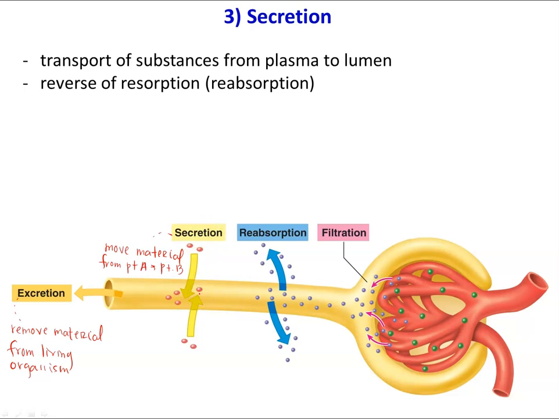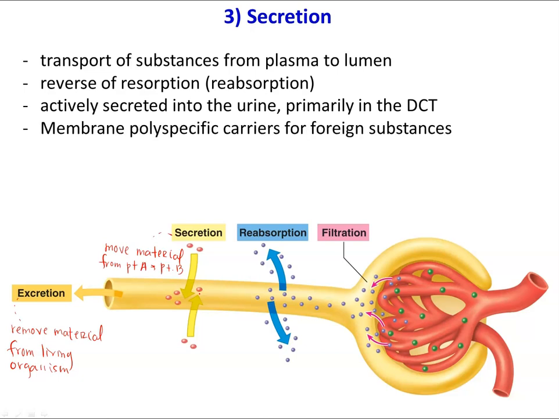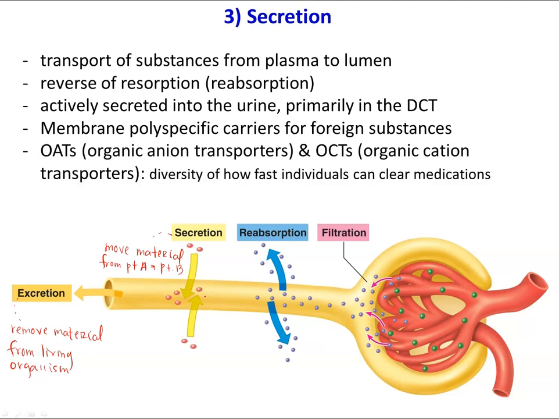Now, this is the reverse of reabsorption. So here, what we want to talk about is how we get these molecules to go from our bloodstream, bypassing the glomerulus, straight into the lumen. And there are special carriers for foreign substances. I don't want you folks to memorize the names of these carriers. They're called OATs and OCTs. They're transporters that can take organic material that's negatively charged and positively charged and put them straight into the lumen of the nephron.